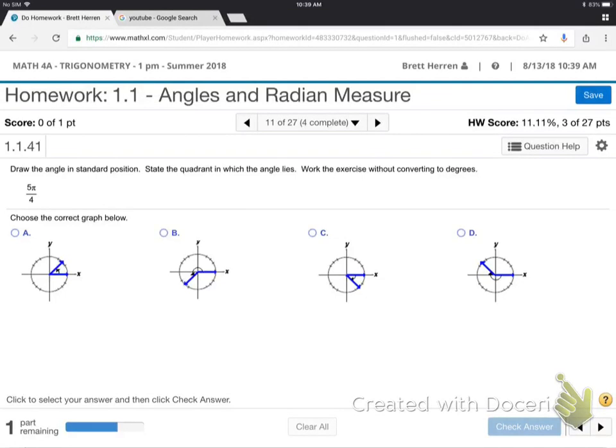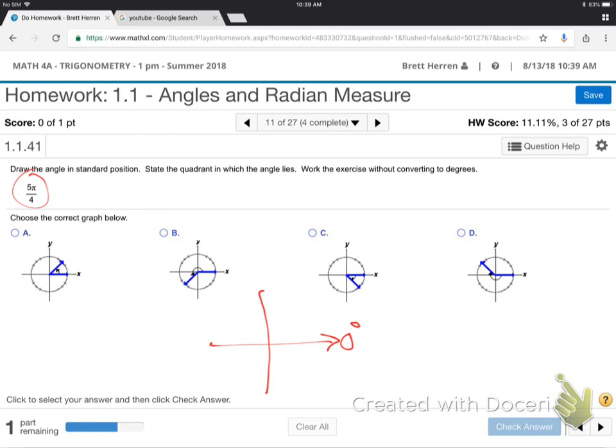Okay, so here we have 5 pi over 4. They want us to show what it looks like. So remember what I said: they just made this up. They just started 0 degrees right there. They could have made it straight up for 0 like a clock, but they didn't. They said straight to the right is going to be 0, and everything comes from there. So if that's 0, where's 5 pi over 4?